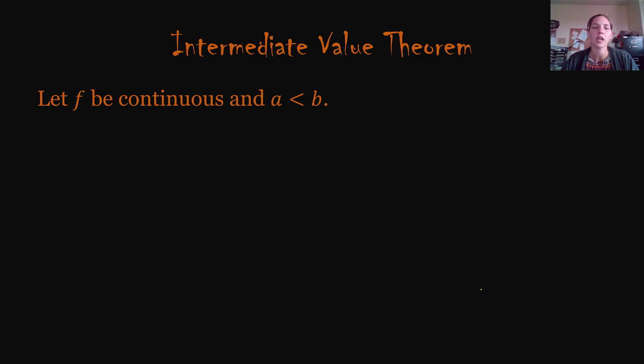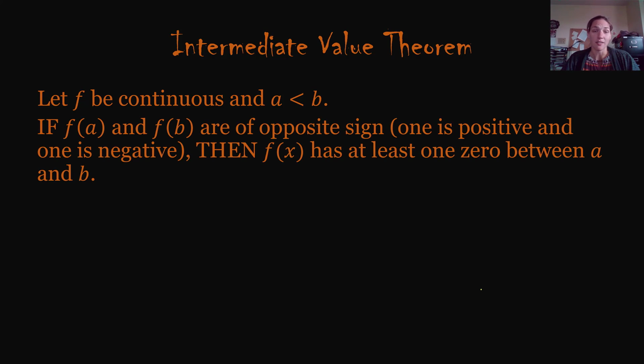So we're going to first let our function be continuous and let a be less than b. Okay, so a is lower on the x-axis than b is, and f is a nice smooth curve, or at least if it's not smooth, it's at least not jumping. If f of a and f of b are of opposite sign, right? So if you sub in a and you get a positive and you sub in b and you get a negative, or vice versa, then the function has at least one zero between a and b.